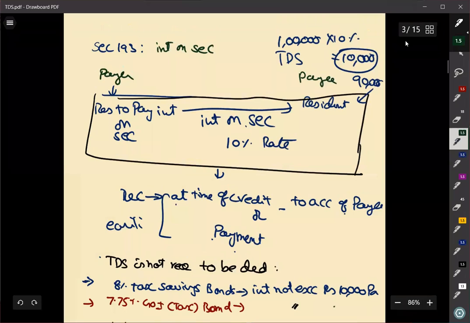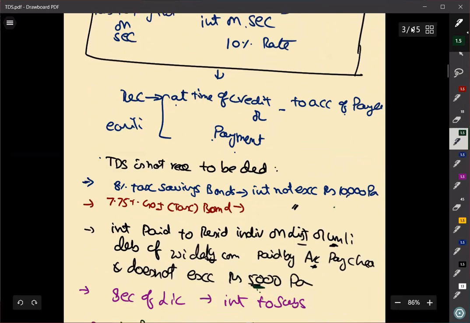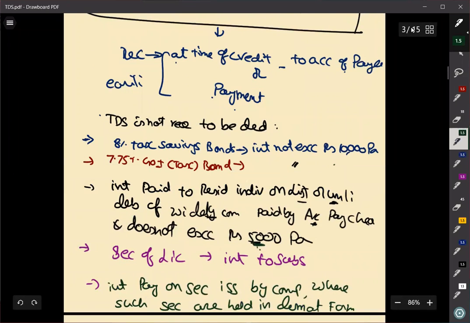So again, if we try to see, it's very simple. Section 193: a payer making payment of interest on security to a resident, 10% is the rate which he needs to deduct. But in some cases, he need not deduct, where it is 8% tax savings bonds and the interest does not exceed 10,000, or it is 7.75% government taxable bonds. Even on that, if the interest does not exceed 10,000, no need to deduct any TDS.